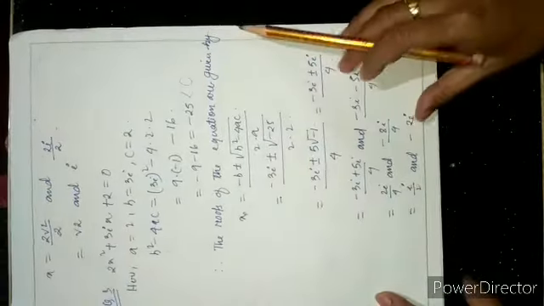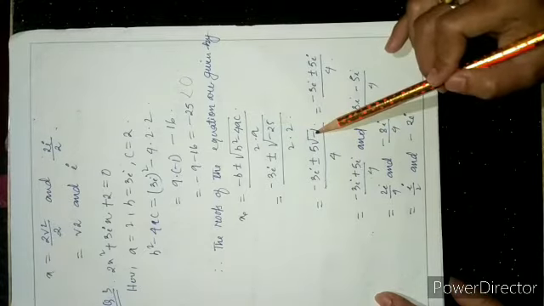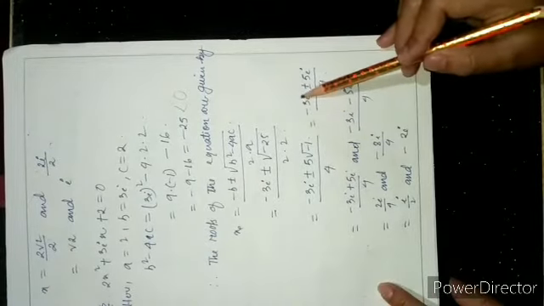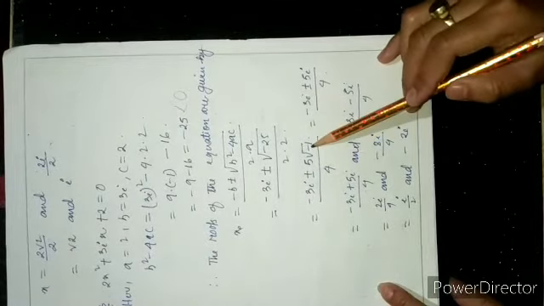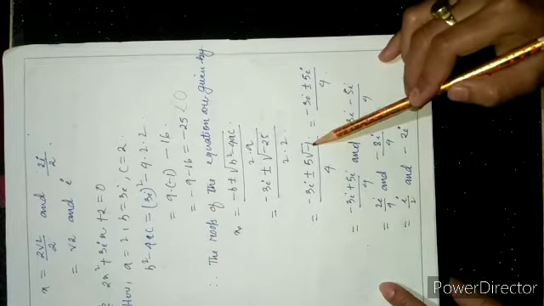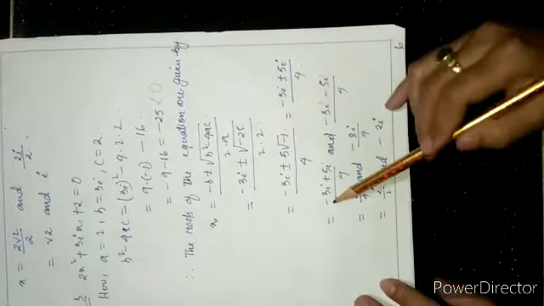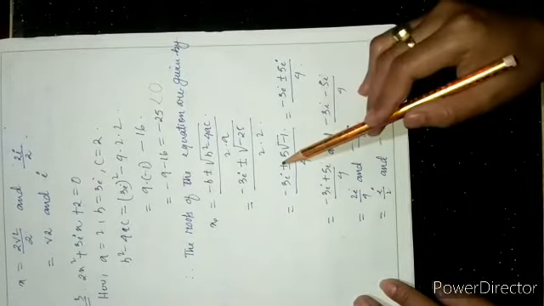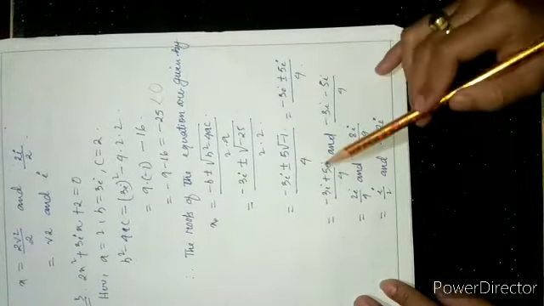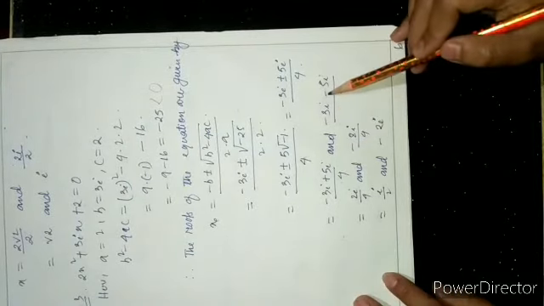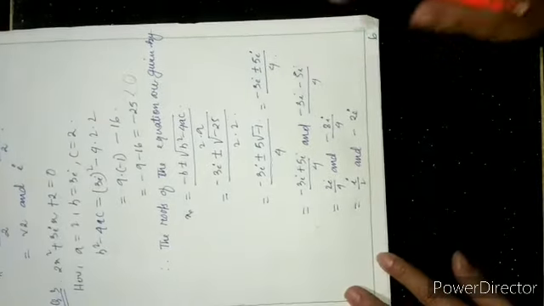2 into 2 is equal to 4. Minus 3i plus minus 5, since root over 25 is 5 and root over minus 1 is i, divided by 4. Minus 3i plus minus 5i divided by 4. The plus part is minus 3i plus 5i by 4, and the minus part is minus 3i minus 5i divided by 4.